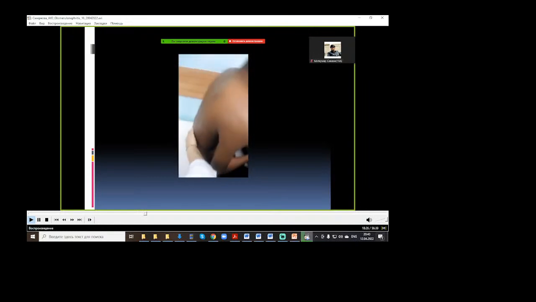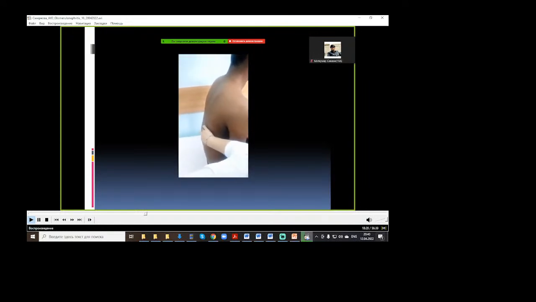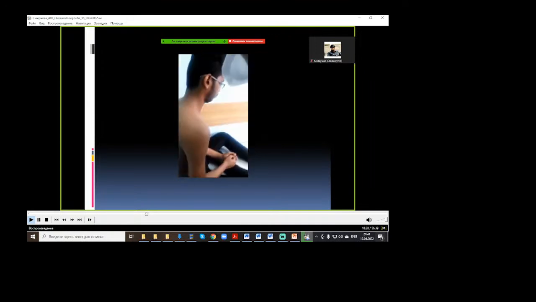And the back side. For example, sit down. We find the vertebral column and we find the 12th rib. Between the vertebral column and the 12th rib, here and here will be 2 points.